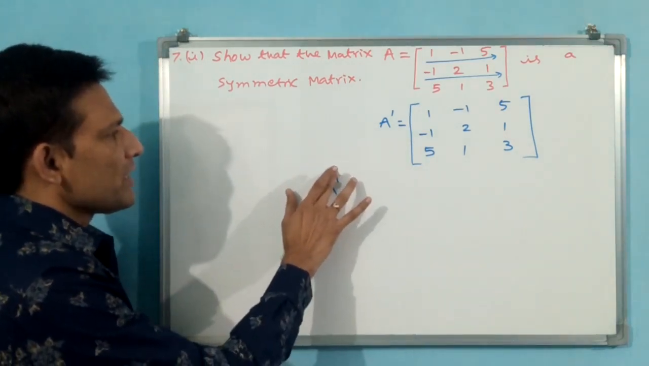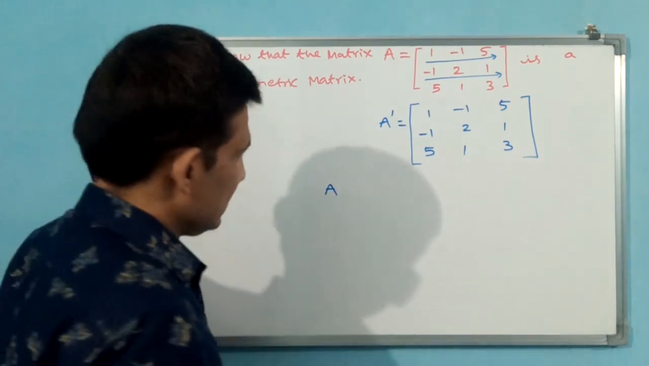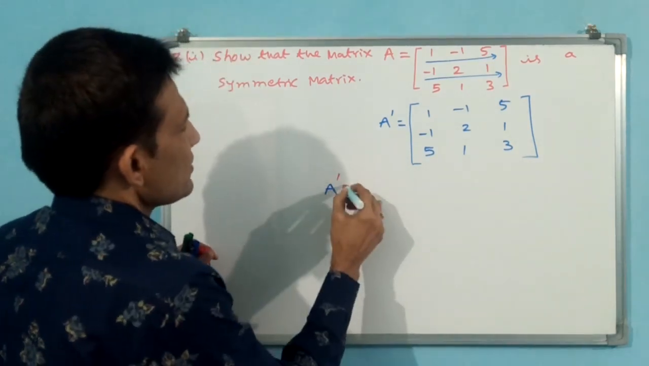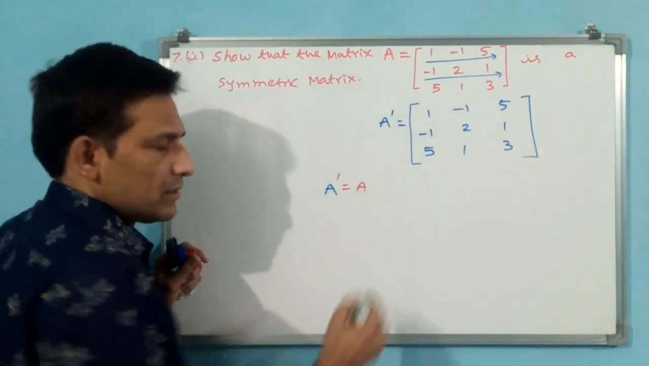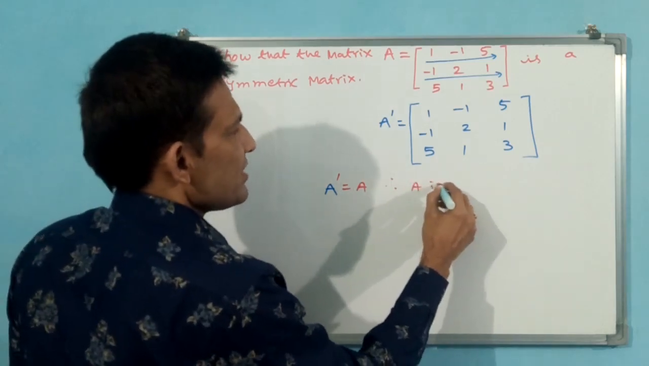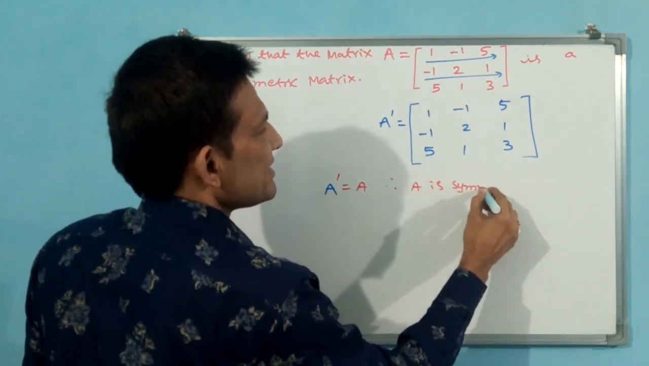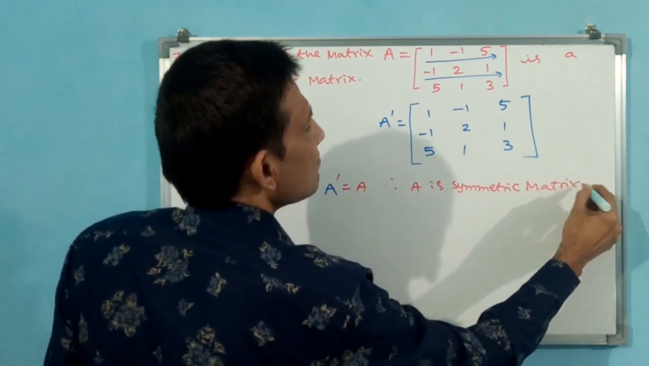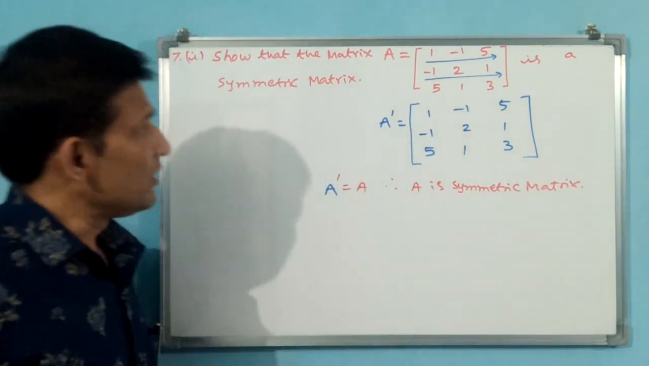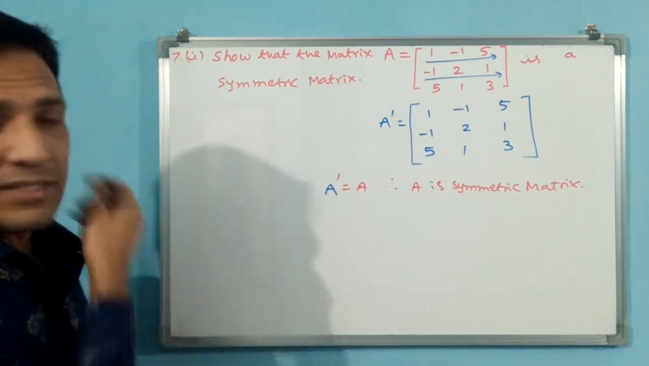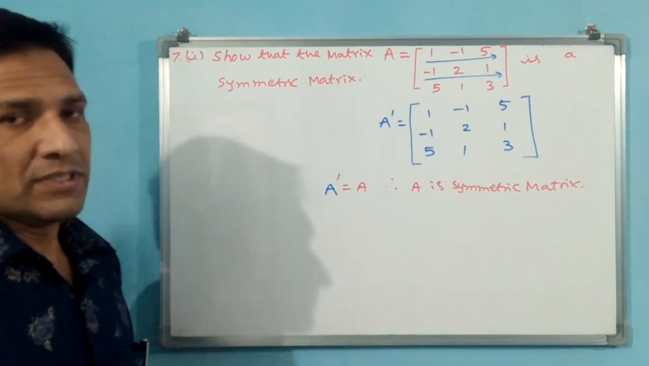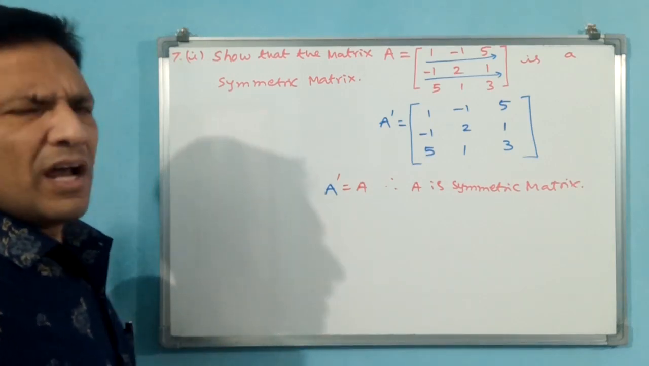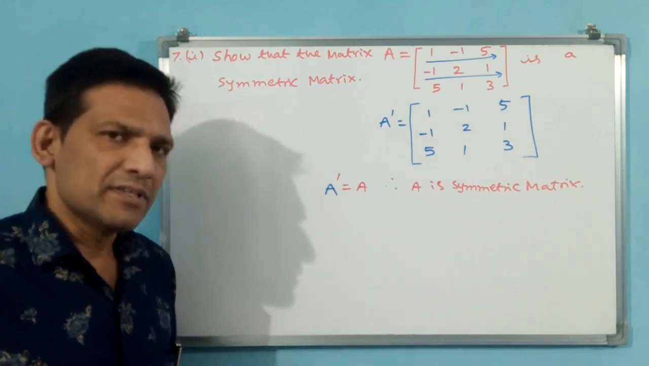Then what are you going to write? You write: A transpose is equal to A. Therefore, A is a symmetric matrix. Like this, you write and close this question. Let us go for the second part.